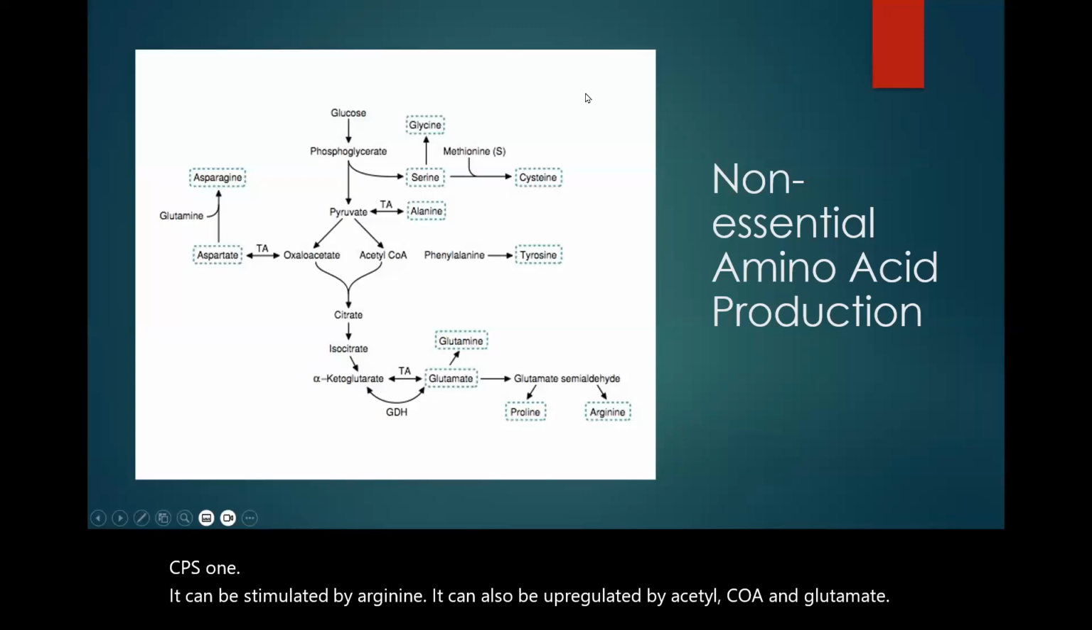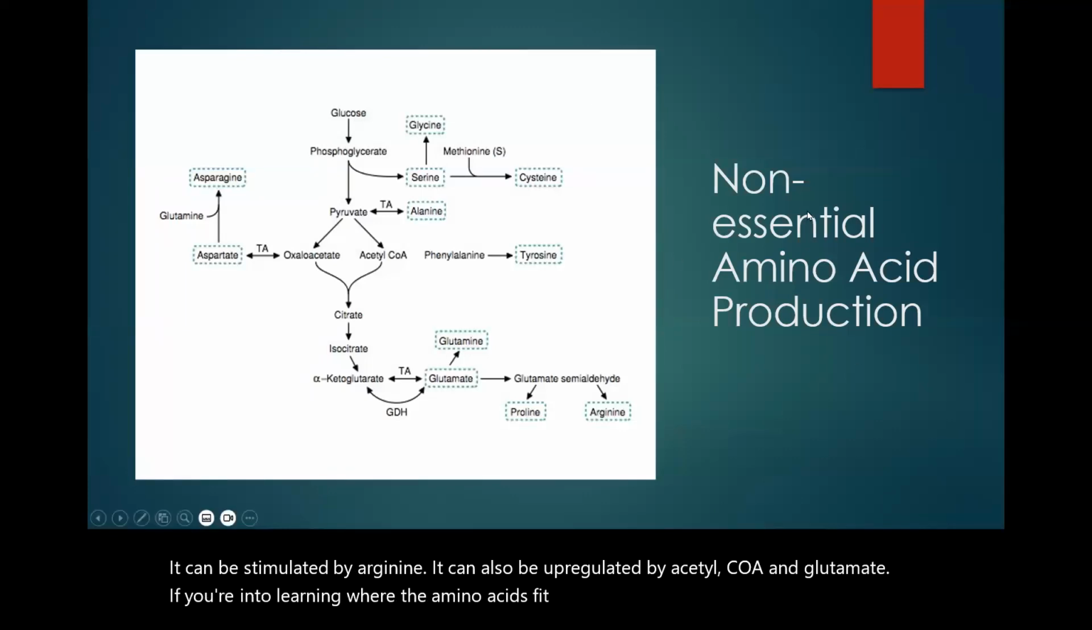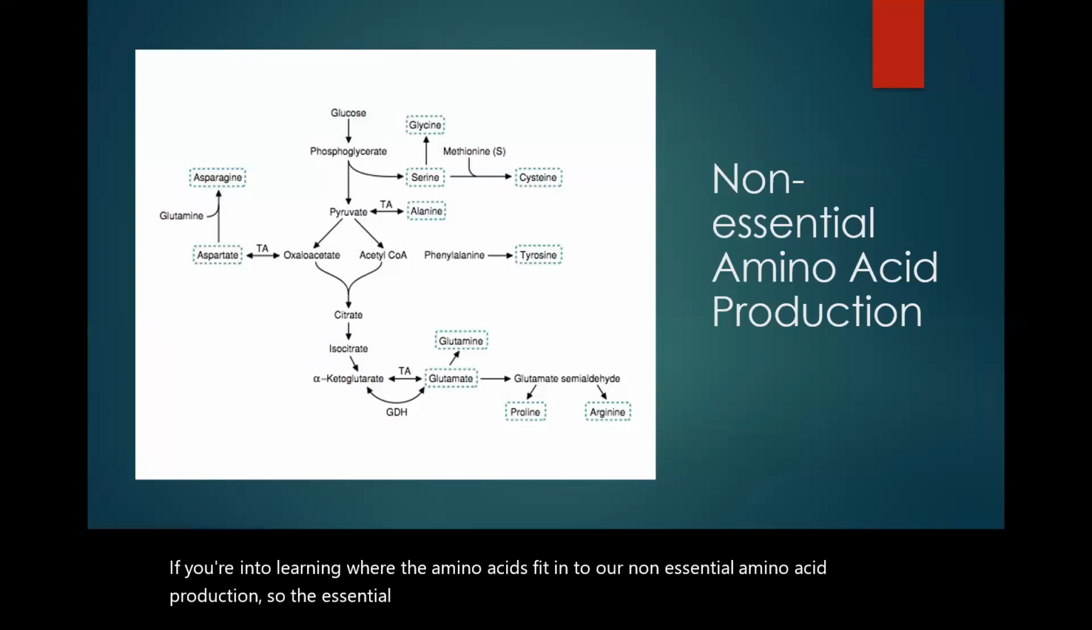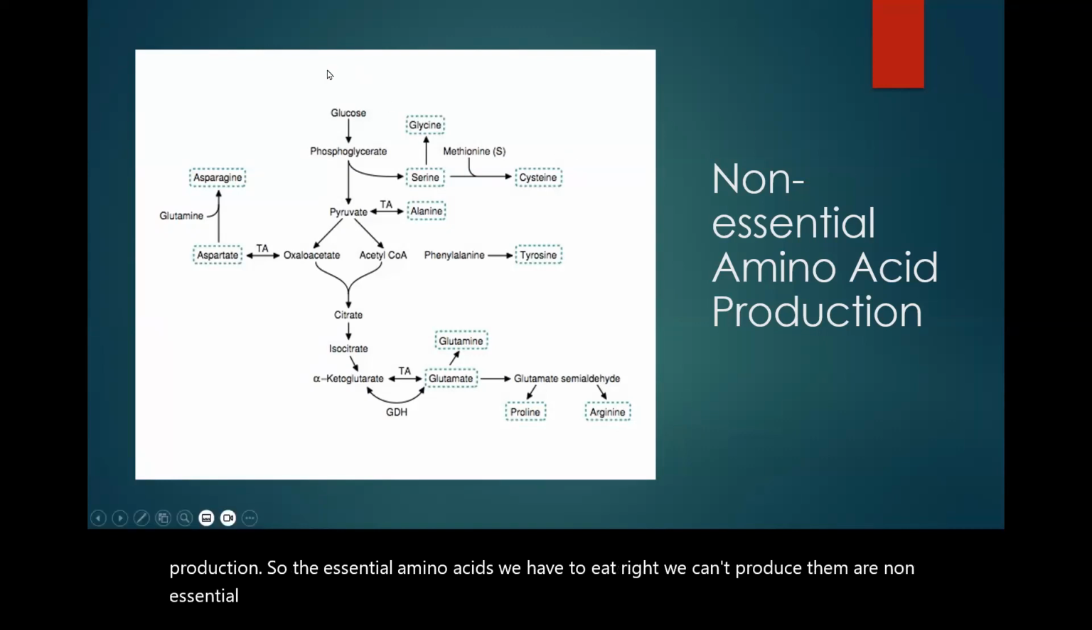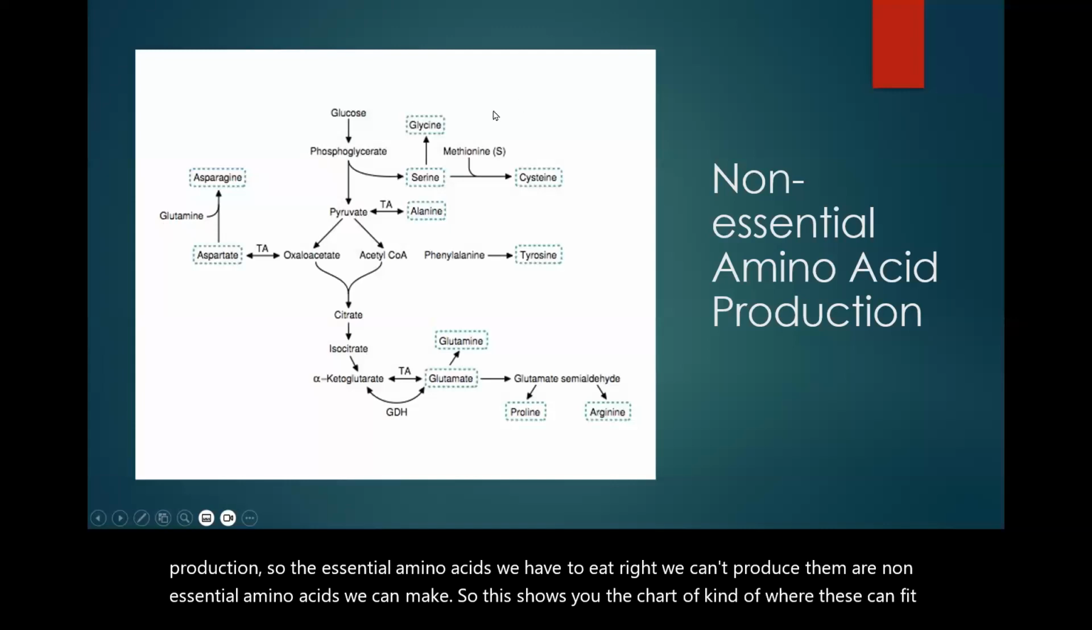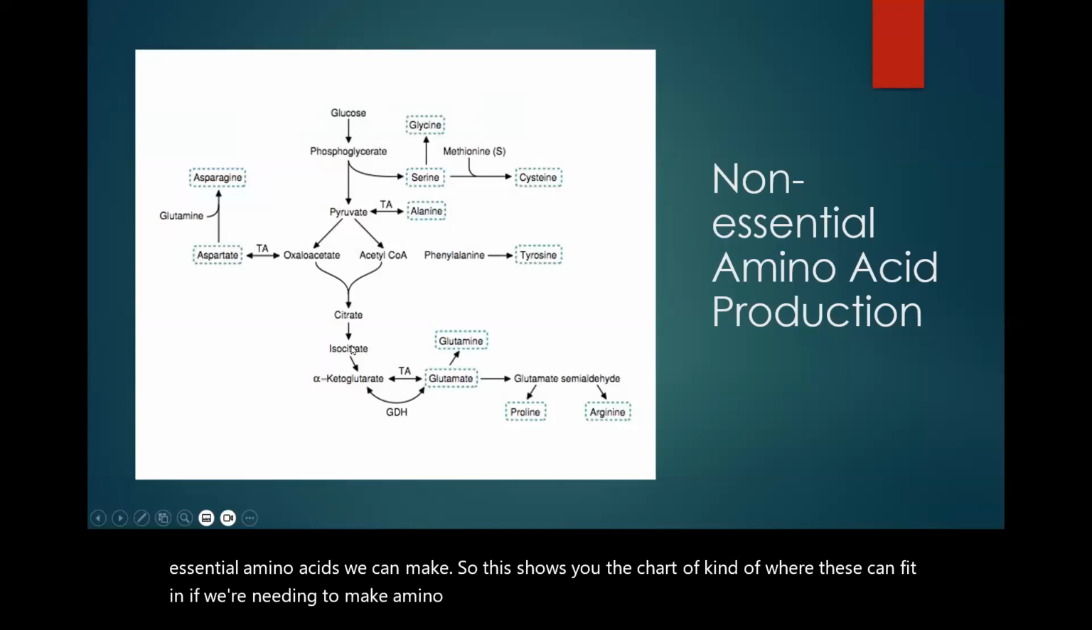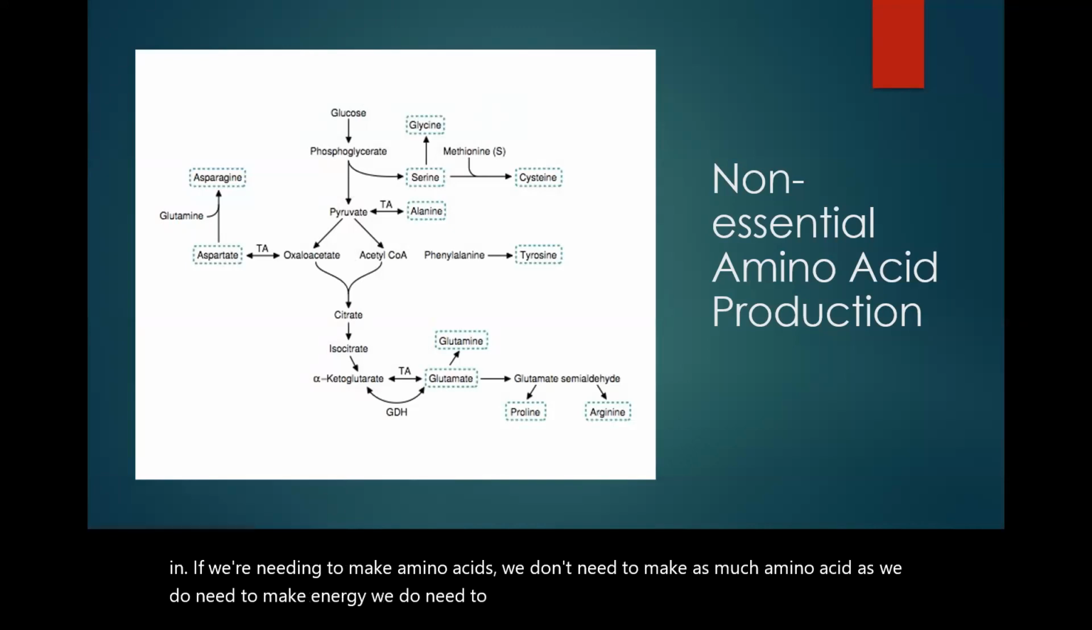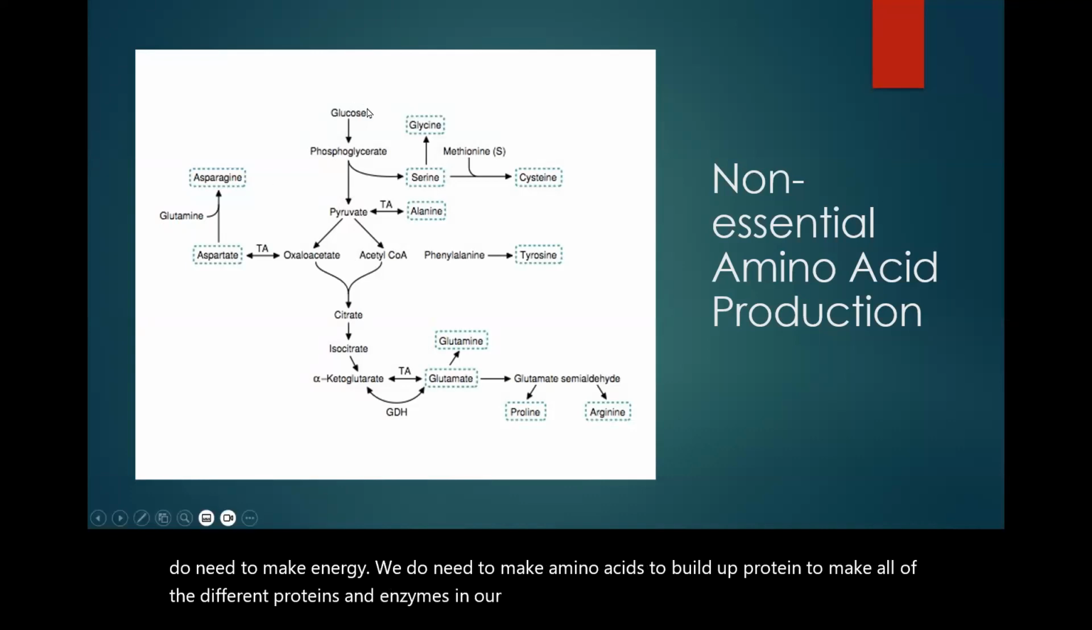If you're into learning where the amino acids fit into our non-essential amino acid production: the essential amino acids we have to eat, right? We can't produce them. Our non-essential amino acids we can make. So this chart shows where these can fit in. We do need to make amino acids to build protein, to make all of the different proteins and enzymes in our body. If we need to make those, these are the processes and areas that they can go.